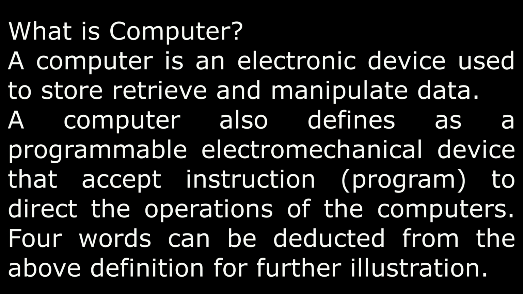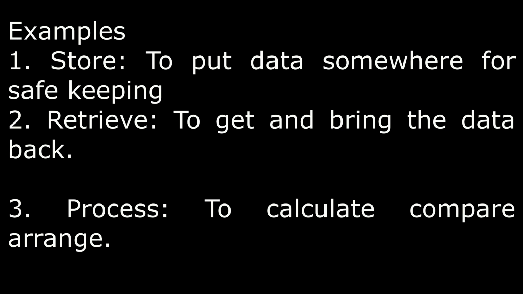What is a computer? A computer is an electronic device used to store, retrieve and manipulate data. A computer is also defined as a programmable electromechanical device that accepts instructions, a program, to direct the operations of the computer. Three words can be deduced from the above definition for further illustration. Examples: 1. Store, to put data somewhere for safekeeping. 2. Retrieve, to get and bring the data back. 3. Process, to calculate, compare, arrange.